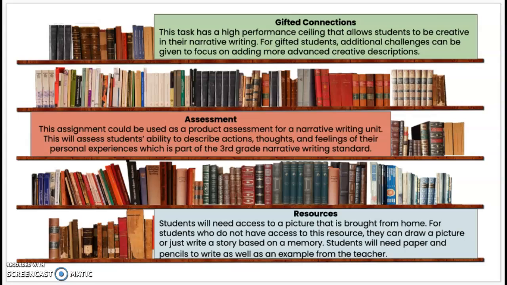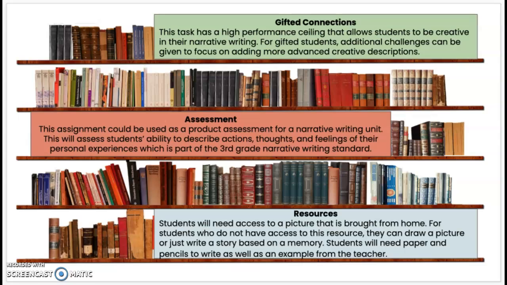So for gifted students, I'm envisioning that I will be providing additional challenges of things that they should be incorporating in this narrative, giving more focus to adding advanced creative descriptions. That's something we're going to focus on a lot in our classes, really effective descriptions in our narratives. So just getting really creative with the way that they communicate those descriptions.